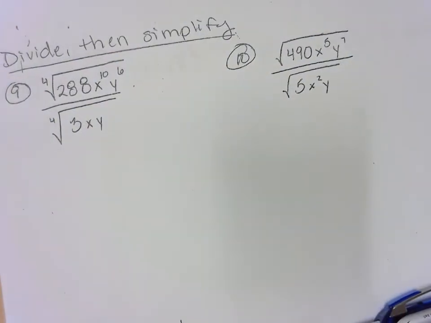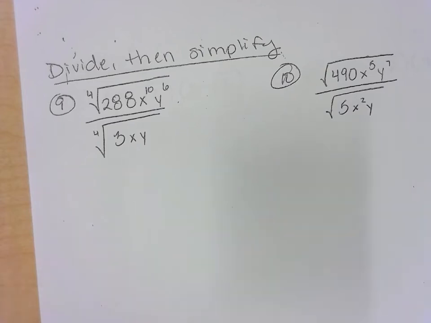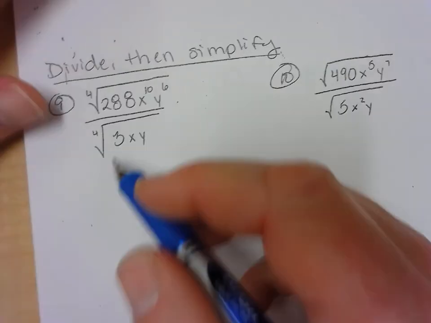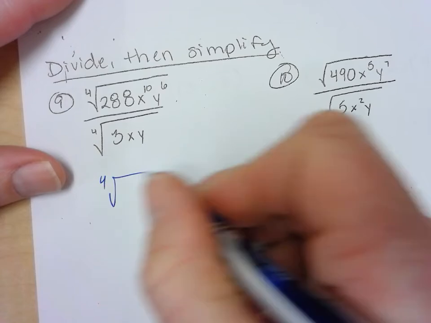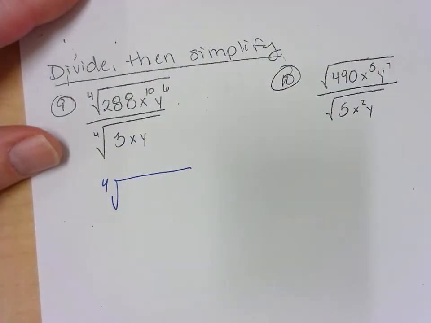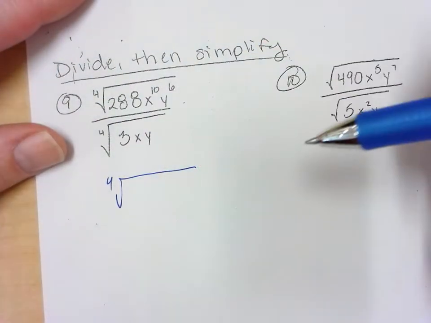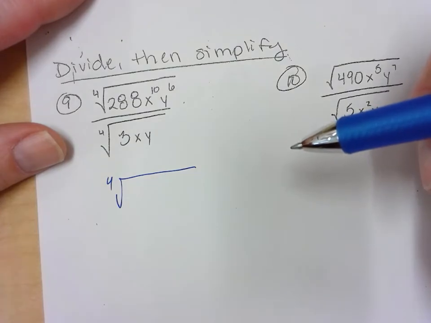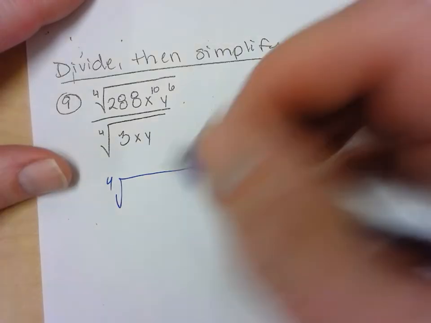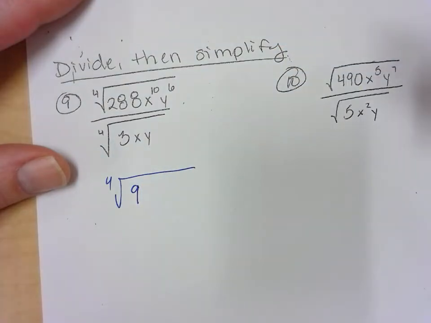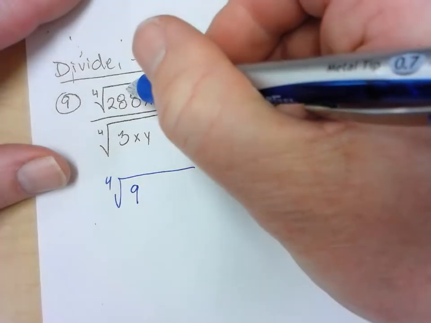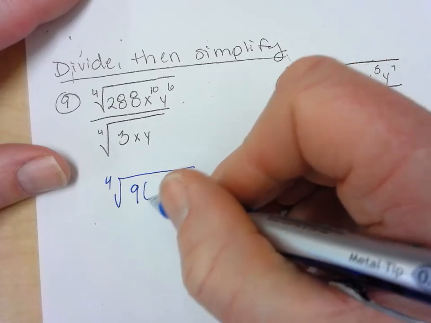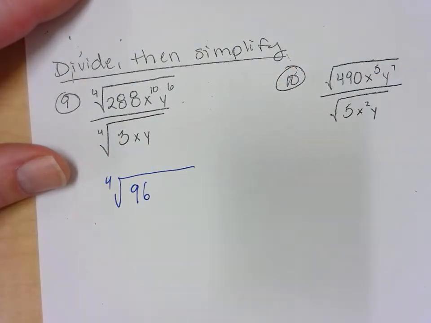Now we're going to divide and simplify. So, kind of the same thing. Let's see. 4th root. I can divide these because they're the same. 3 goes in there. 90 times 90, that would be 96 times. Is that right? I better make sure that I did that right.